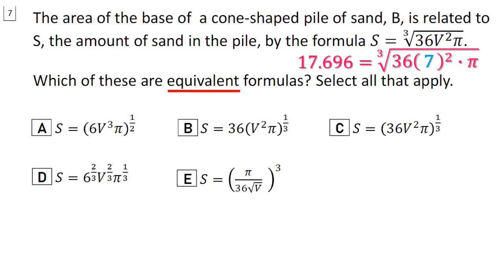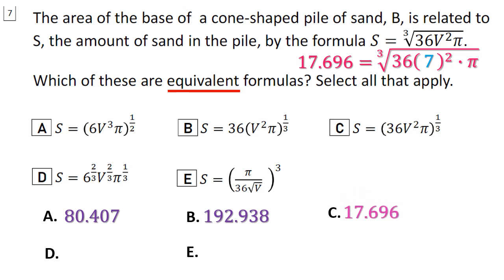And let's try plugging in 7 for each of these. A is going to give us 80.407. That's not it. B is going to give us 192.938. That's not it. C does work, 17.696. Now the decimals keep going on, but we just rounded to 3. So C is good. How about D? 17.696. We're on a roll. How about E? No, E actually comes out really, really small.